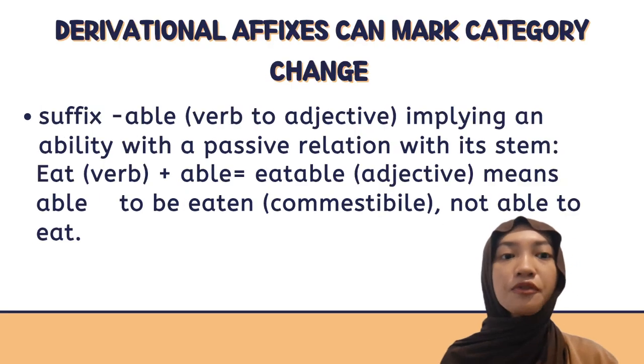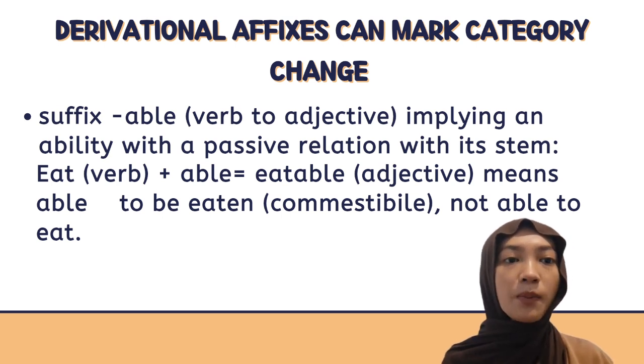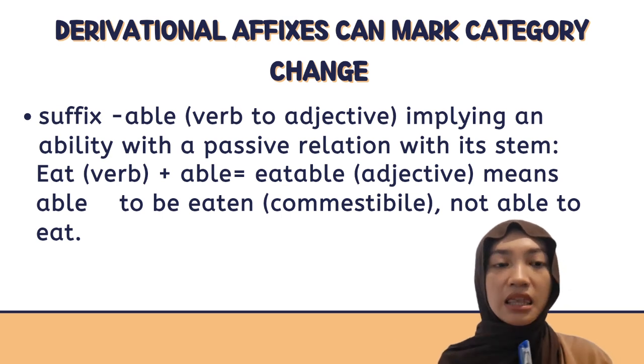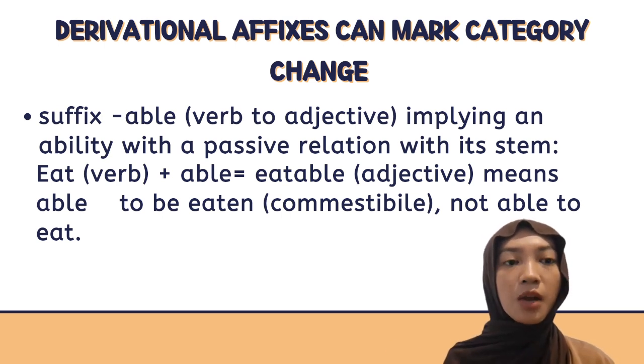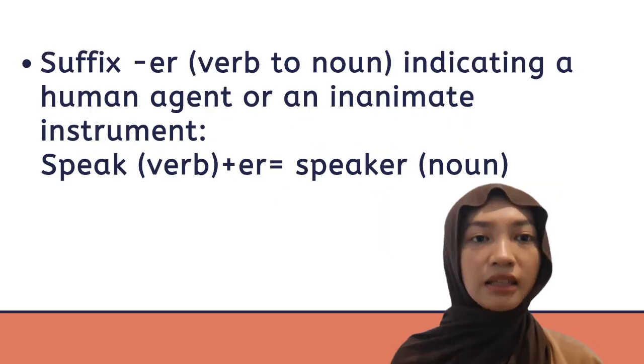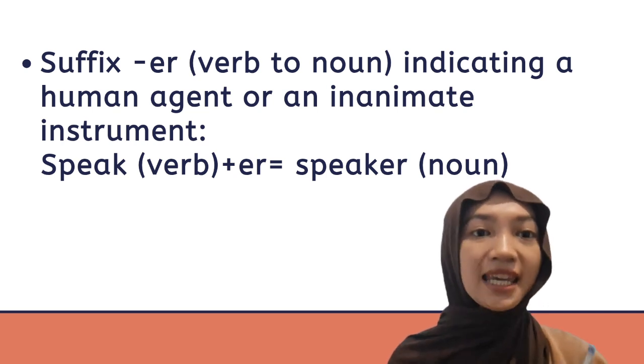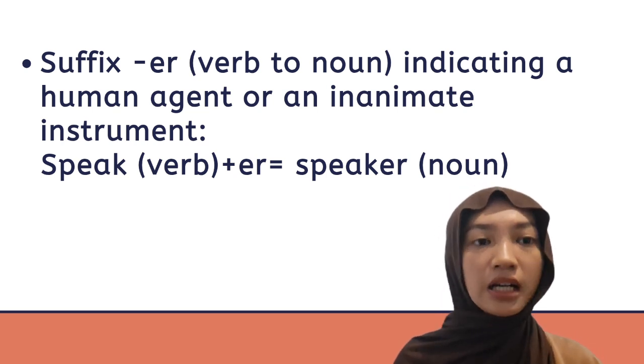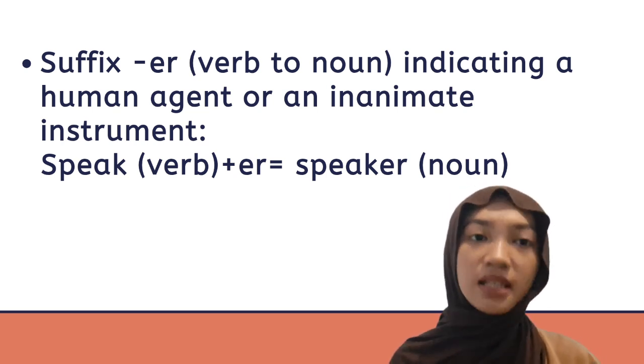The first one is the suffix able, verb into adjective, implying an ability with a passive relation with its stem. For example, eat as a verb plus able becomes eatable as an adjective, meaning able to be eaten, not able to eat. And then the suffix er, verb into noun indicating a human agent or an inanimate instrument. For example, speak as a verb plus er becomes speaker as a noun.